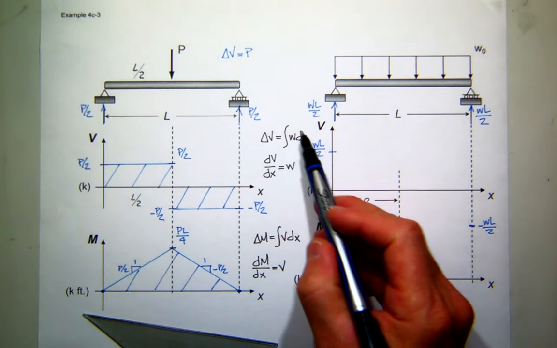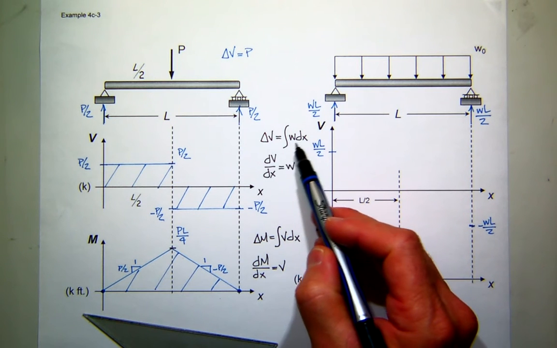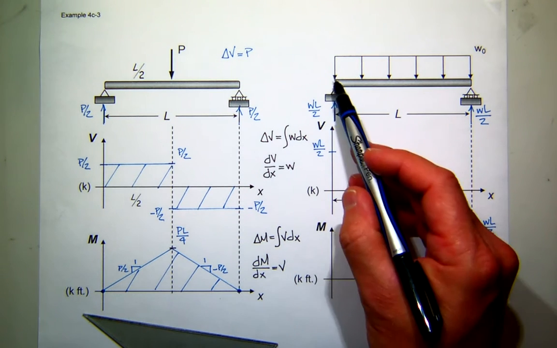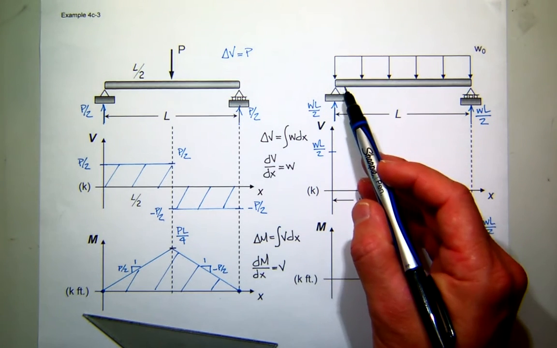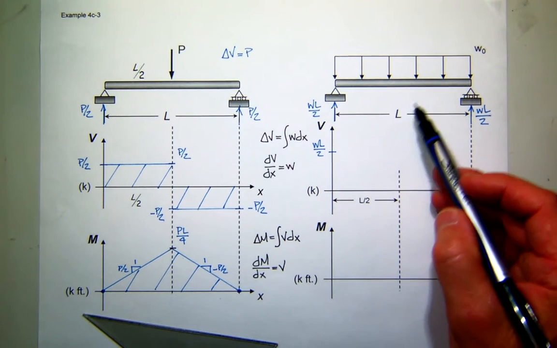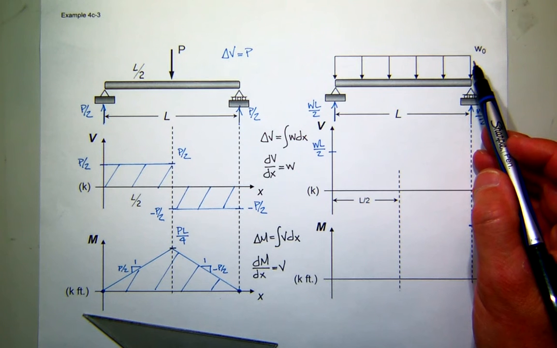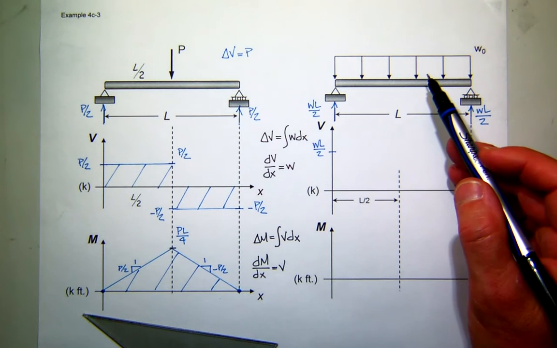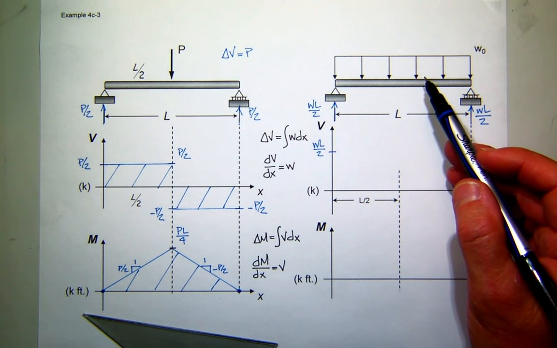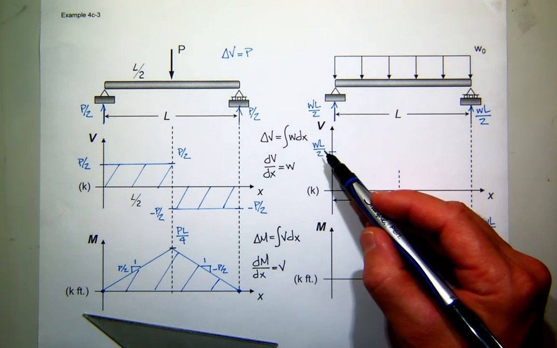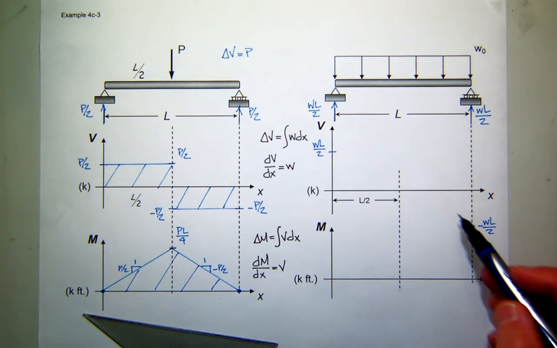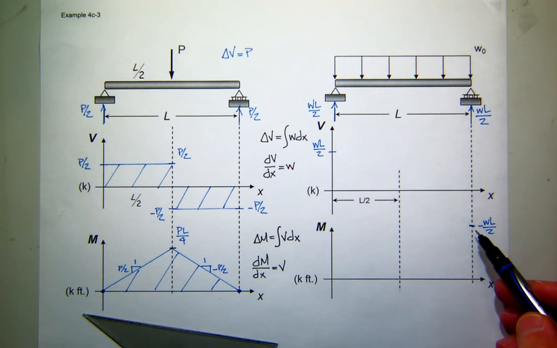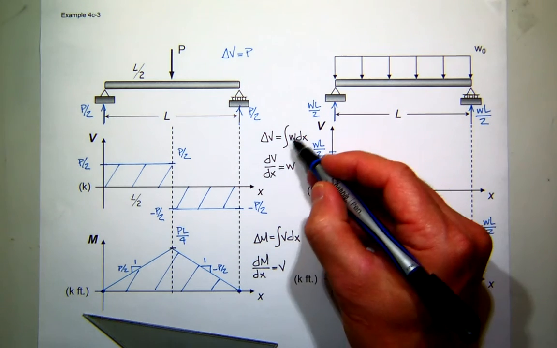So the change in shear is the area under the load curve. Well, my load is continuous the whole length L. So what's the area under this load curve? It's a rectangle, base times height, so it's WL. Is that positive area or negative area? It's acting down, so it's negative. So I've got positive WL over 2 minus WL gives me negative WL over 2. So that matches great. So that part's checked.